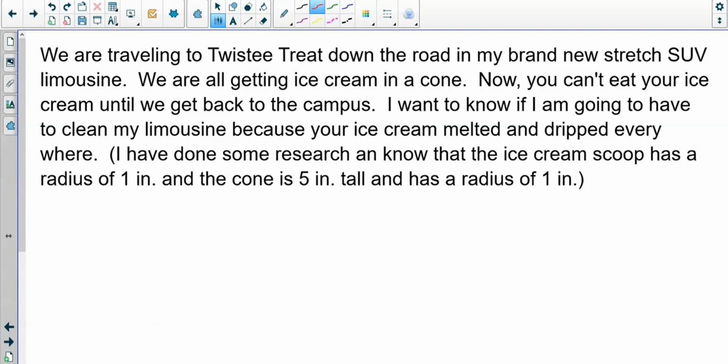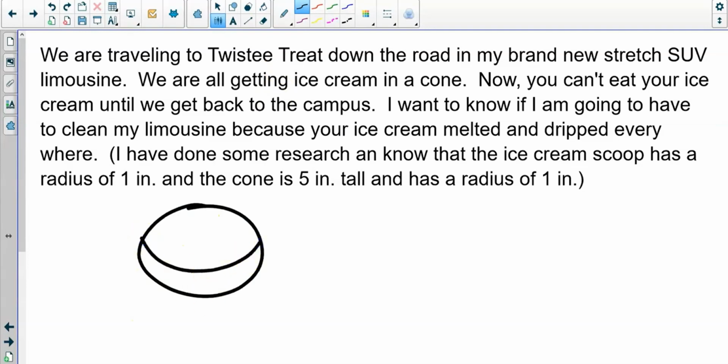So, first thing I would tell you to do, draw a picture of this. You have an ice cream that is a sphere. Okay? There's our sphere. That's your scoop of ice cream. You know that it has a radius of 1 inch.